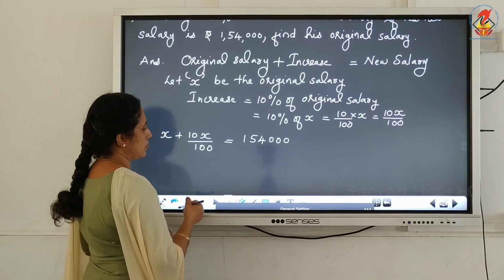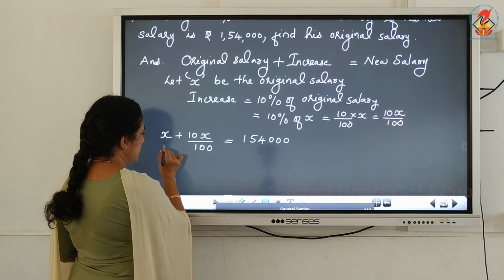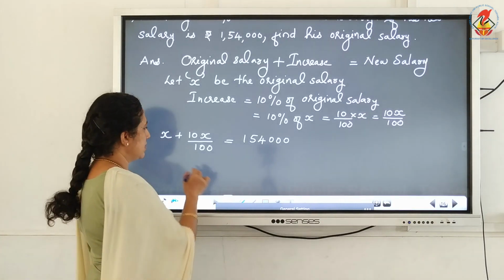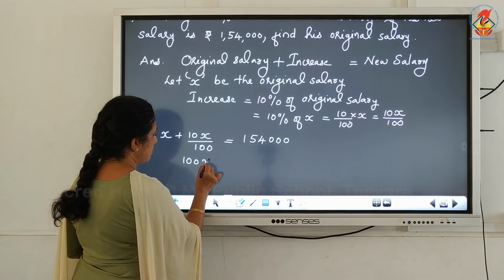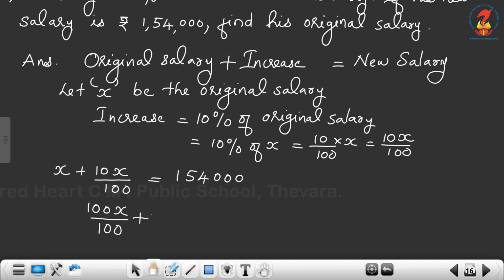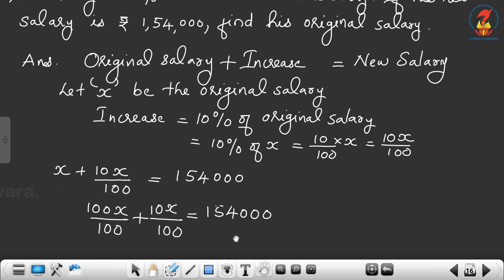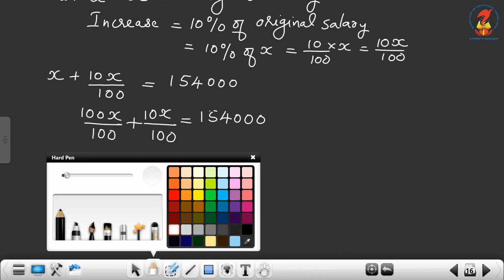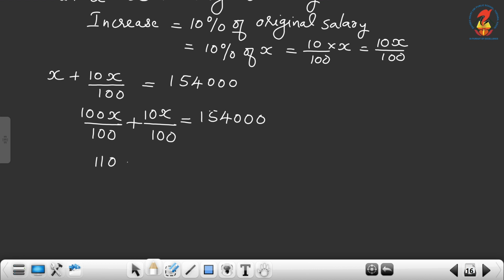Now we have to solve this one. x we can take as x by 1. So the LCM will be 100. So we can write it as 100x by 100 plus 10x by 100 equal to 1,54,000. Now 110x by 100 equal to 1,54,000.